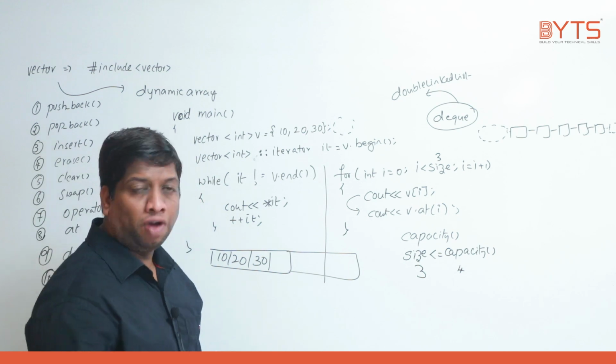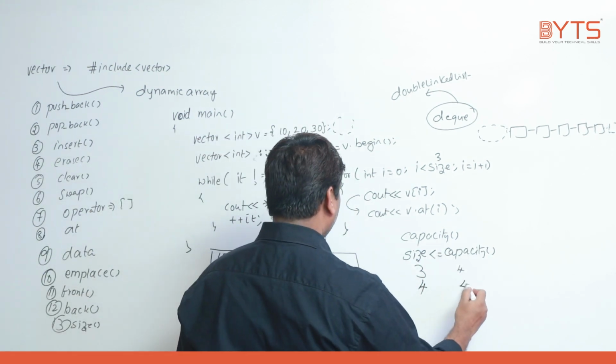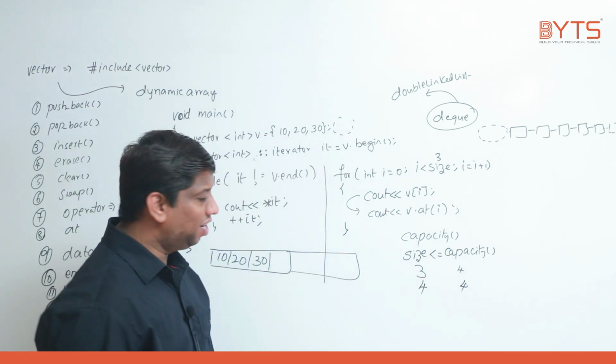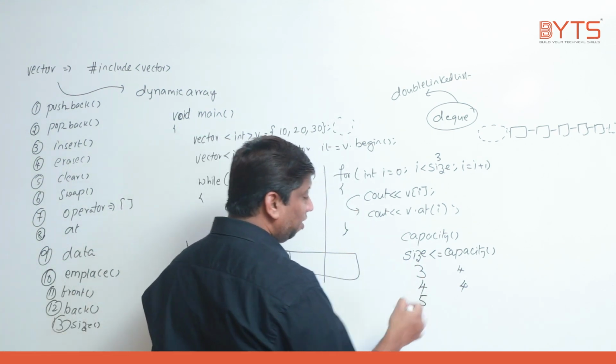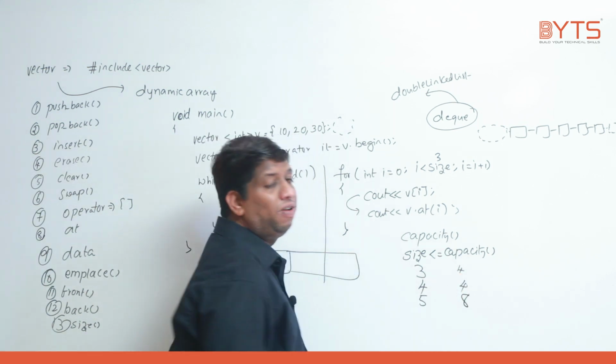Okay, fine. If one more element is added, what is the size? 4, and capacity will also be 4. If one more element is added, what will the size be? 5, but capacity will be resized to 8. Capacity will be resized to 8.